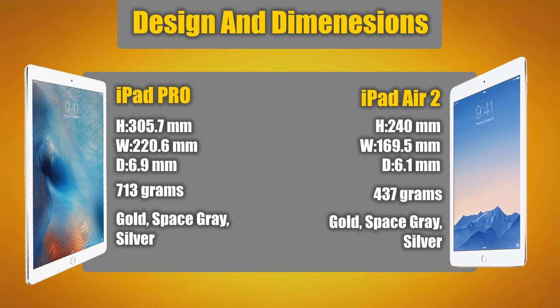So overall the iPad Pro is a massive iPad compared to the iPad Air 2. It is also much heavier at 713 grams, whereas the iPad Air 2 is only 437 grams. But let's remember that the iPad Pro is still a bigger device. They both come in the same colour options: gold, space grey and silver.